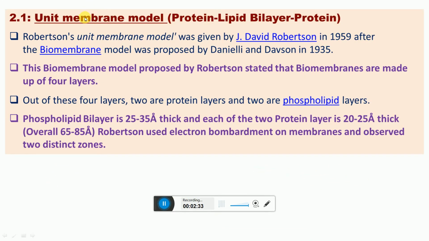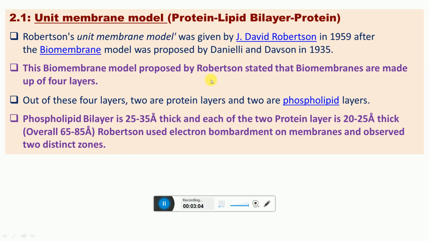The first in our syllabus is the unit membrane model, that is protein-lipid bilayer, with protein on both sides and the lipid bilayer in the middle. So 4 layers are there: 2 layers of lipid covered by the protein layers. Robertson is the name of the scientist who gave the unit membrane model. It was given by J. David Robertson in 1959, after the biomembrane model which was proposed by Danielli-Davson in 1935.